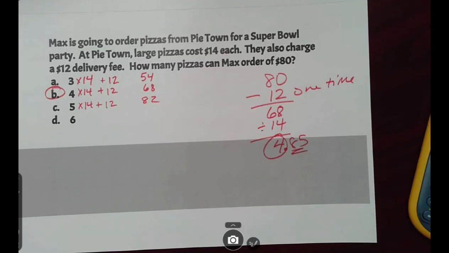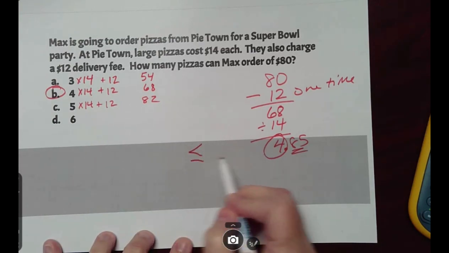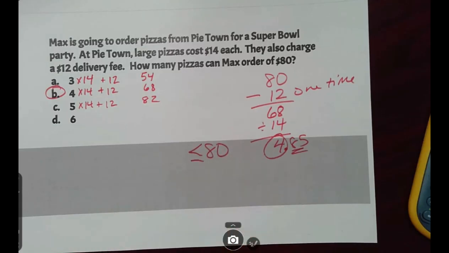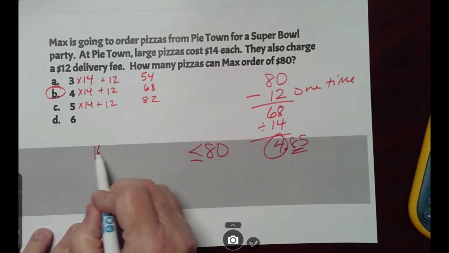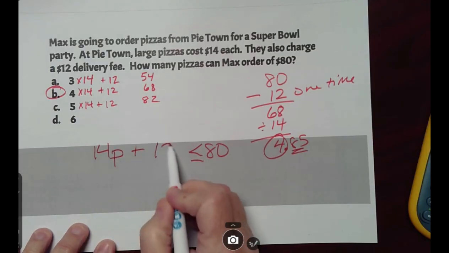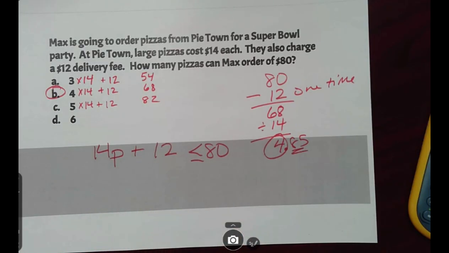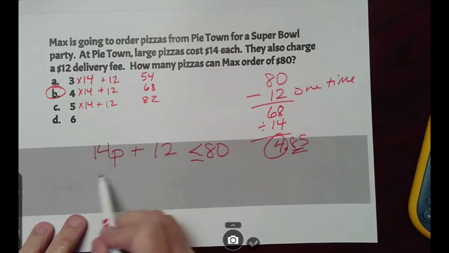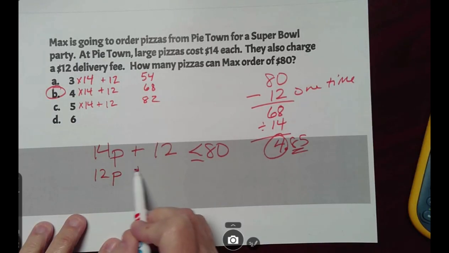If they ask you to write an inequality for this, they didn't ask you to figure out how many pizzas, but they said, which inequality could you use? You always want to be less than or equal to your budget. We want the cost of our pizzas, $14 times our pizzas, plus our delivery fee, to be less than or equal $80. And what they'll do, they'll switch these numbers around. They'll do this.